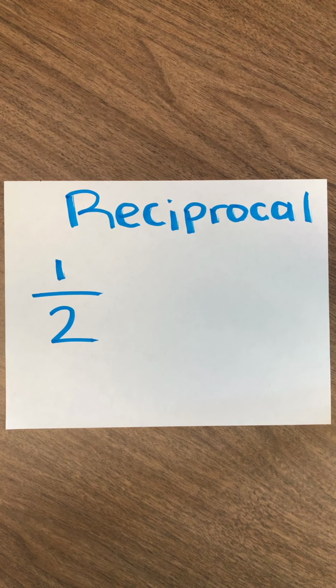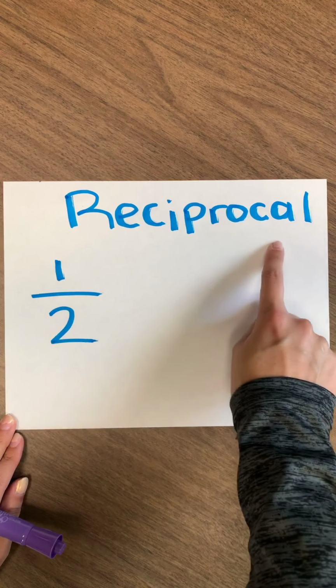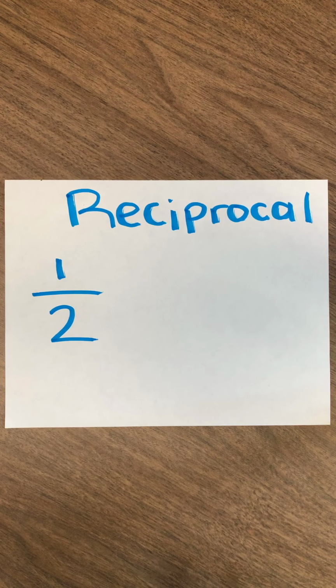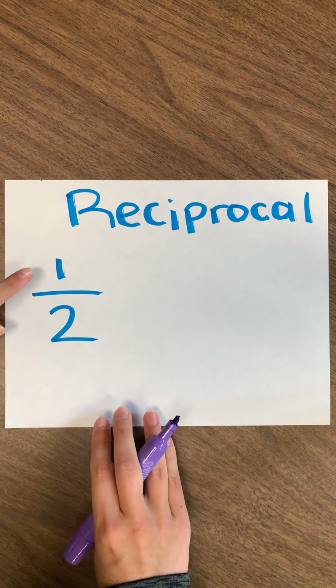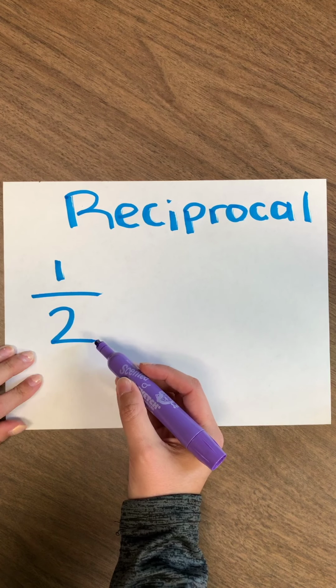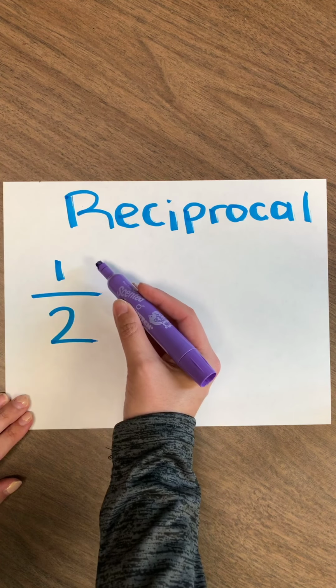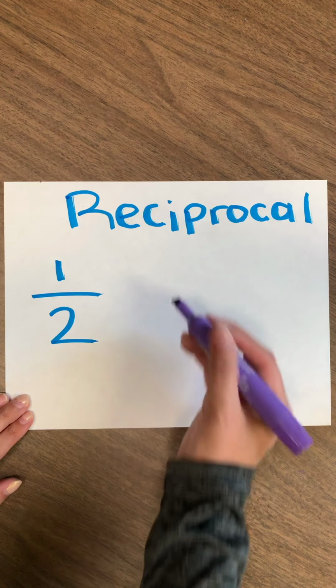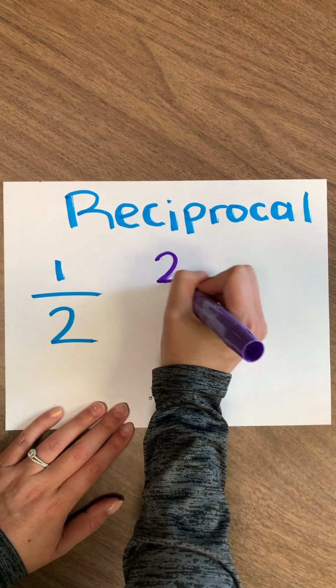So let's get started. Before we learn how to divide fractions, we need to discuss a very important vocabulary term. That term is reciprocal. A reciprocal is pretty much, think of it like the opposite of the original fraction. Let me show you what I mean by that. If we have the fraction 1/2, to find its reciprocal, all we're going to do is take the denominator and the numerator and flip the two around.